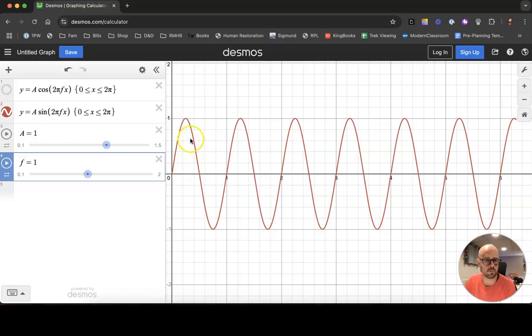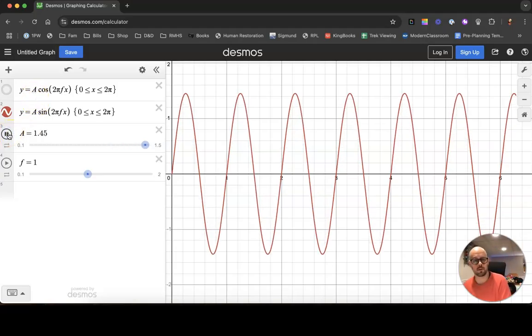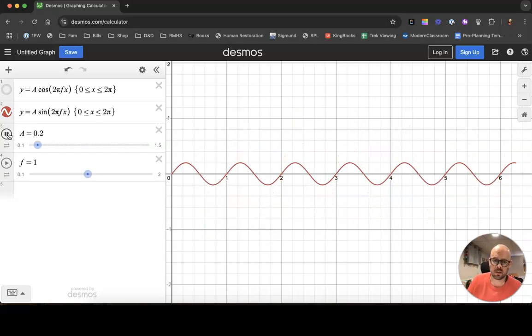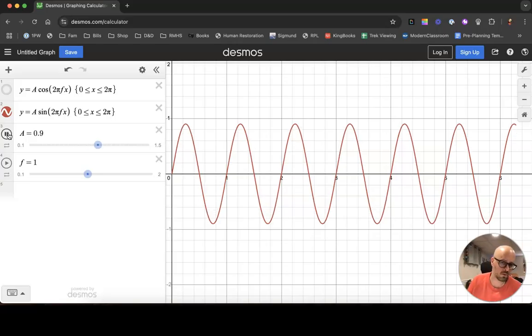Now amplitude goes in both directions, so it can be a position of positive 1 or a position of negative 1, and either one is still the same magnitude. This function, the way it's set up, a is in front of the trig function, so the value of a determines the height of the trig function, and this is a nice little animation that shows you that happening.